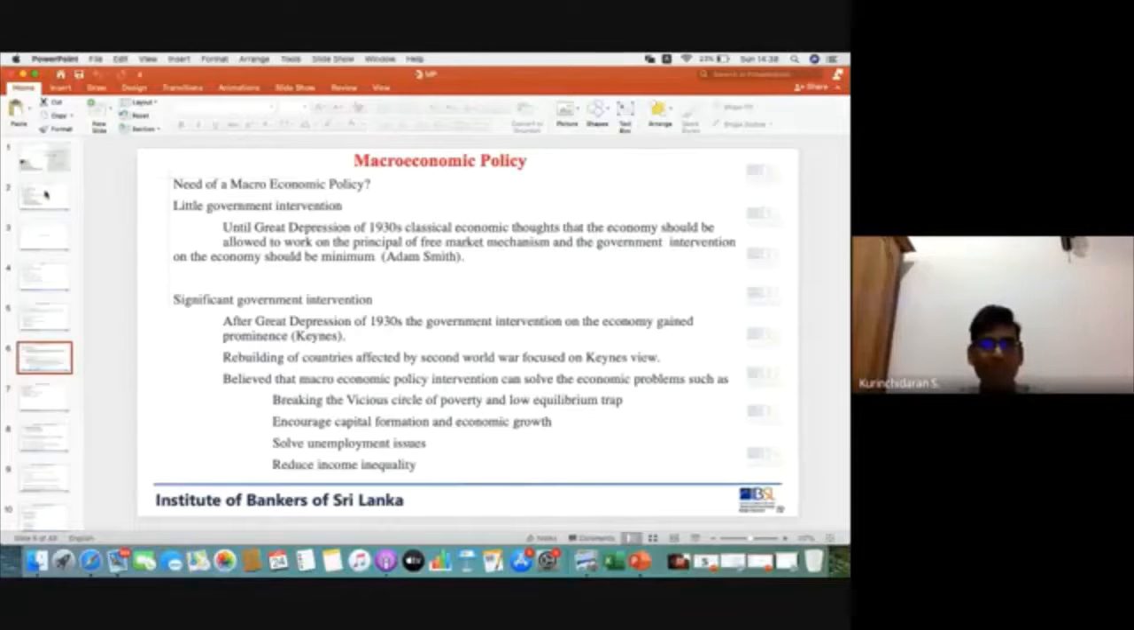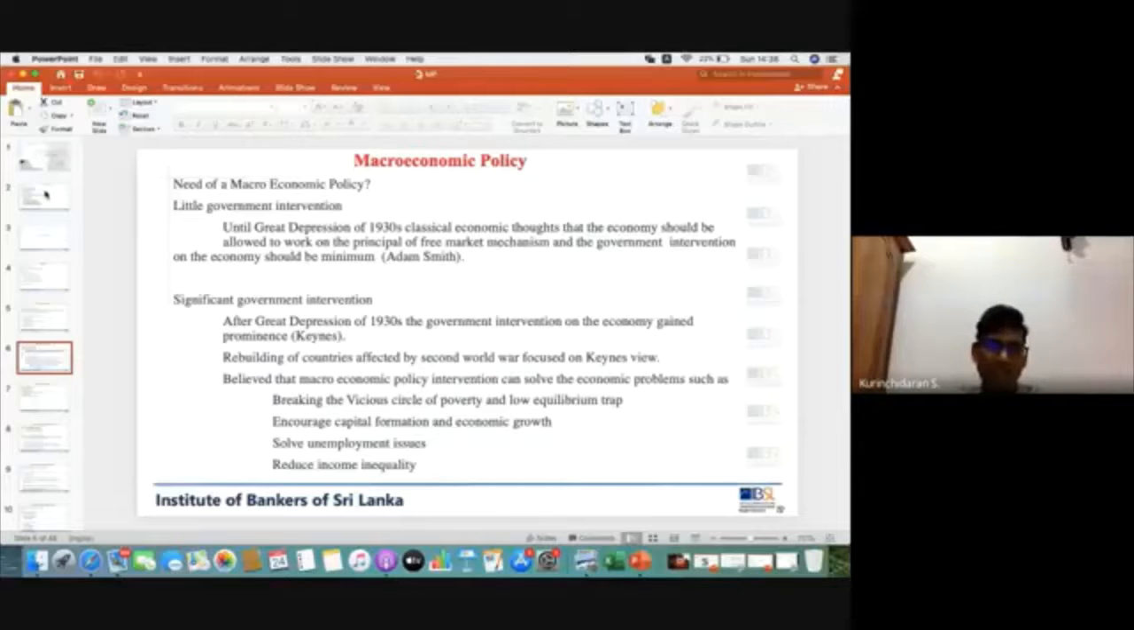They believed that macroeconomic policy intervention can solve economic problems such as breaking the vicious circle of poverty and the low equilibrium trap, encourage capital formation and economic growth, solve unemployment issues, and reduce income inequality. So this can be solved through intervention.